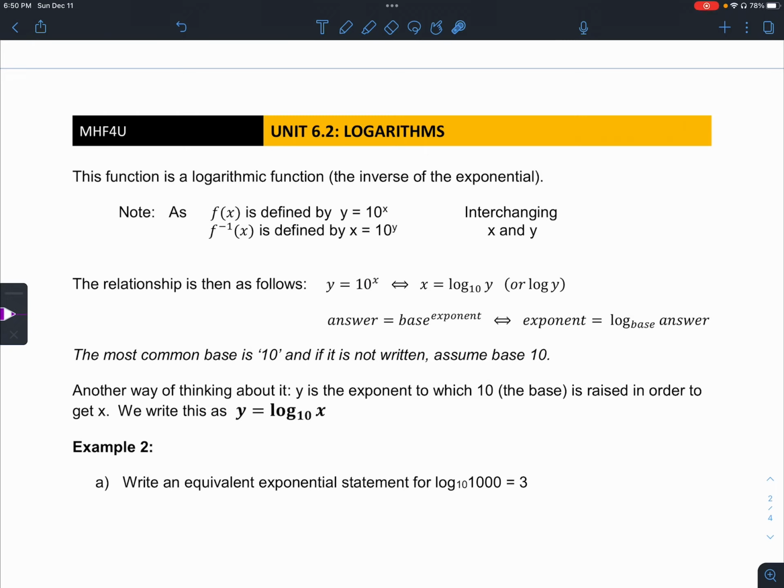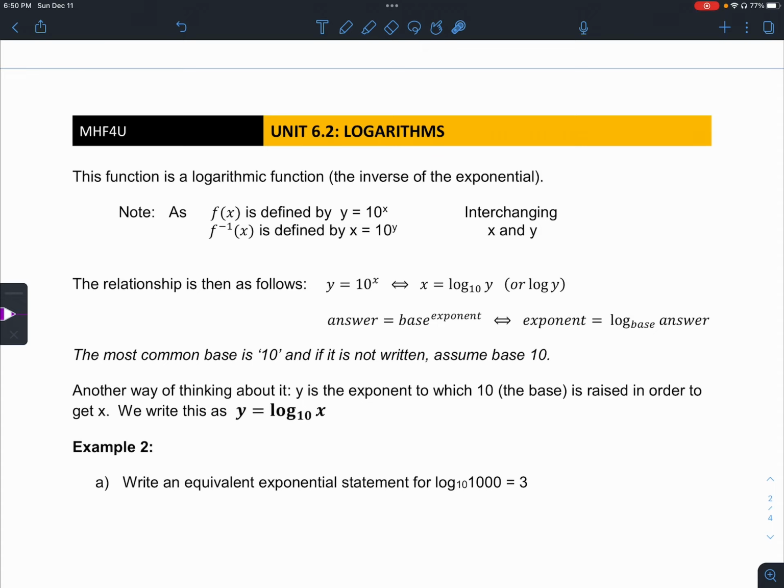And what we end up getting is our exponent, which is x, is equal to log, which we have here, to the base, so the same base that we have here, so this 10 base. So log to the base of the answer. The answer is y, okay, because 10 to the x is equal to y.